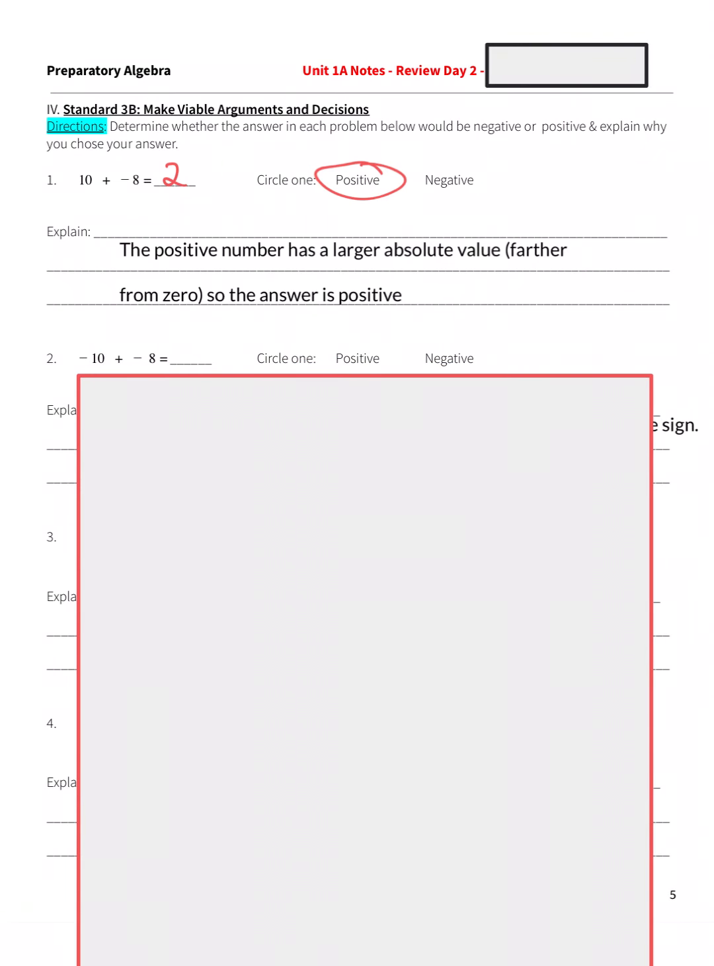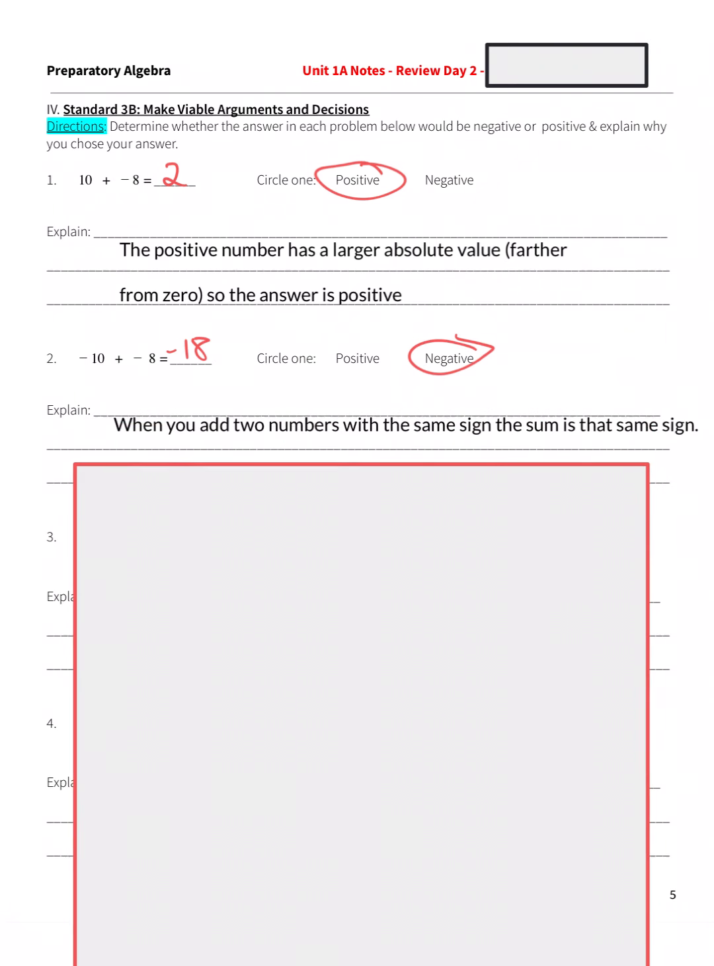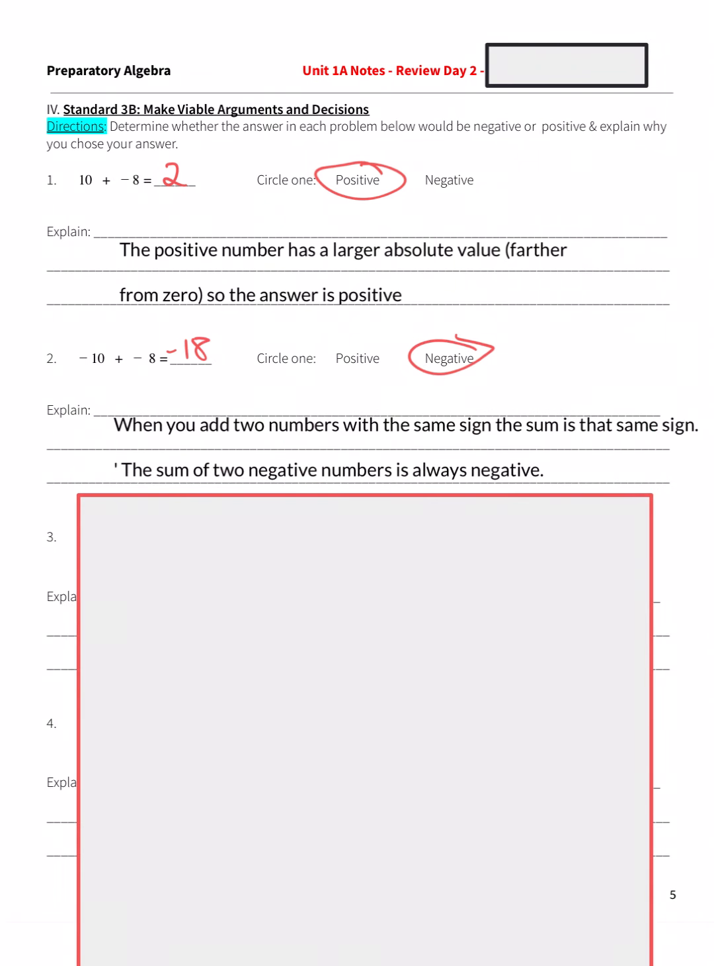We have negative 10 plus negative 8. My answer is going to be negative 18, so it is a negative answer. And why is it negative? Well, because when you add two numbers with the same sign, the sum, the answer when you add, is always that same sign. So here we have the sum of two negative numbers is always going to be negative. If you put something like a negative plus a negative as a negative, that's good too. All right, again, always make sure you have the correct information in your notes before you move on.